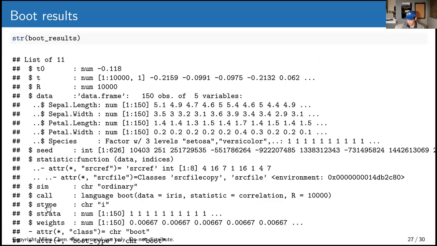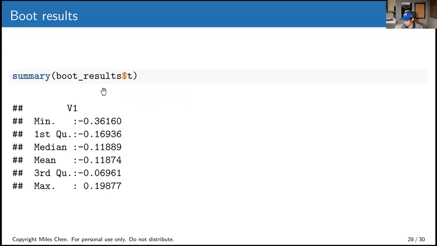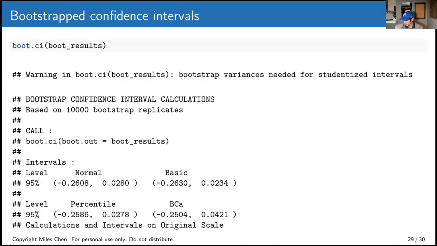Okay, so our T0 is negative 0.118, or negative 0.117-ish, something around there. These are all of the different correlations that we get. And so how often do we get a correlation of negative 0.118? It looks like pretty frequently. It seems to happen quite a bit as far as our data goes, okay?